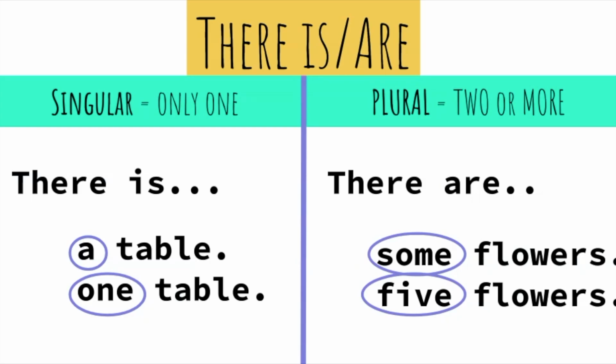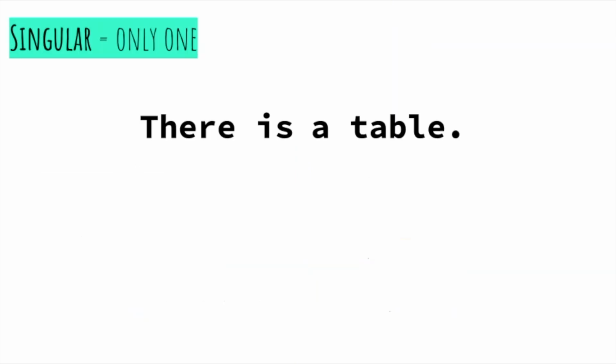Is there? So, now we have there is and there are. How will we make a question? Let's take a look at the singular one more time. There is a table. If we want to make a yes-no question, we do something called a yes-no flip. We take the first two parts of the sentence and we flip them. Is there? Is there a table?